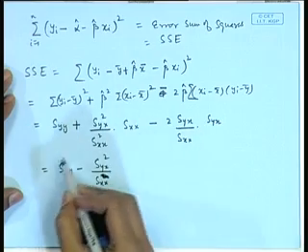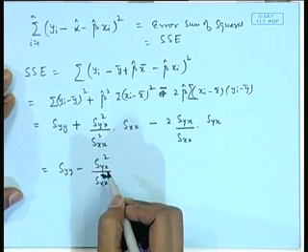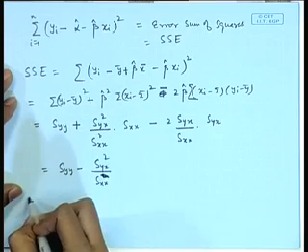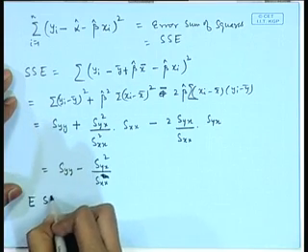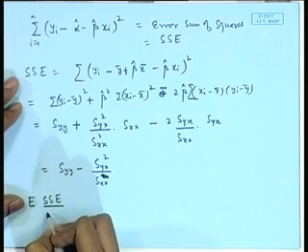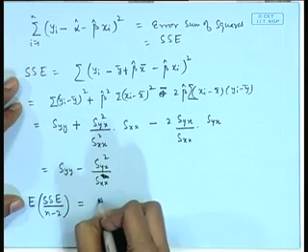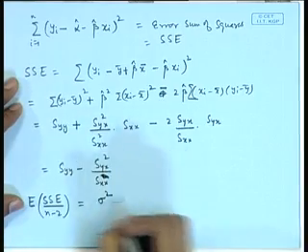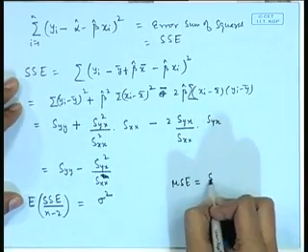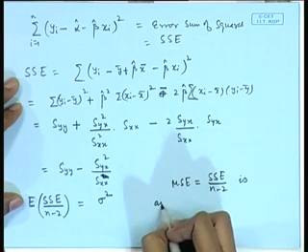Then it can be shown that the expectation of SSE divided by n minus 2 will be equal to sigma square. So, this we call MSE, the mean sum of squares due to error. This is an unbiased estimator.